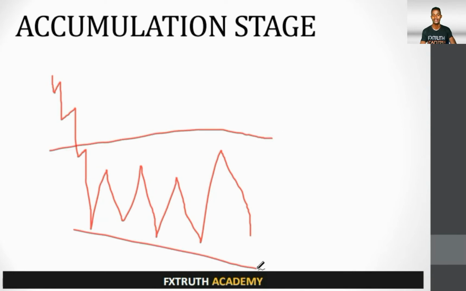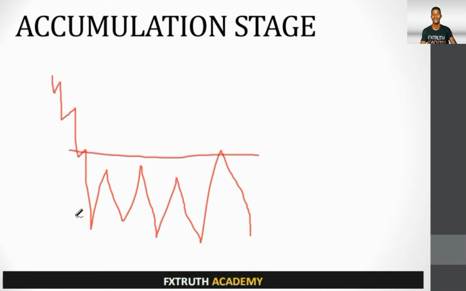This region over here, sorry, let me draw that very well. This region over here is known as the accumulation stage. This one over here, this one that tends to be in a range, is known as the accumulation stage. And as you can see, it came about after a downtrend had hit this support over here. So this range came about when the downtrend hit this support. So this is an accumulation stage.